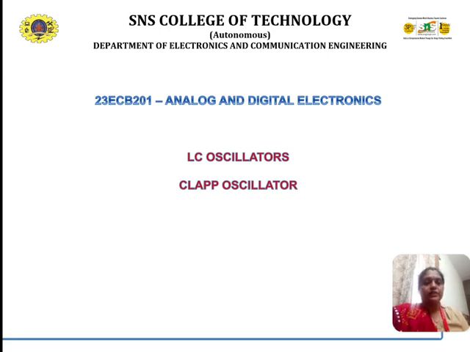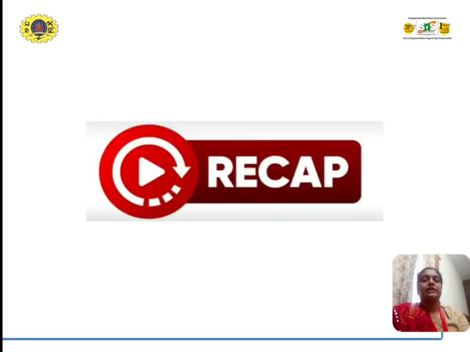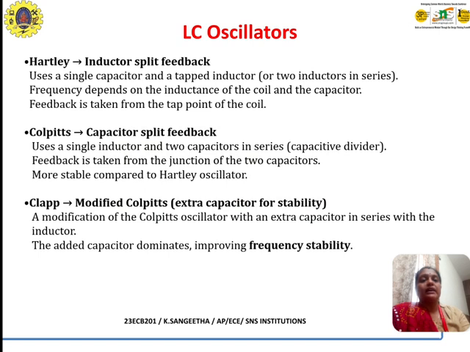In this video, we are going to discuss one of the LC oscillators, the Clapp oscillator. Let us have a small recap of the previous video, that is, the Hartley oscillator and the Colpitts oscillator. The Hartley oscillator uses two inductors and one capacitor. The two inductors are connected in series. The frequency depends on the inductance of the coil and the capacitor. And the Colpitts oscillator uses two capacitors connected in series and one inductor.